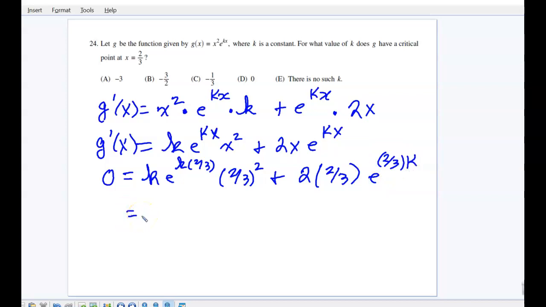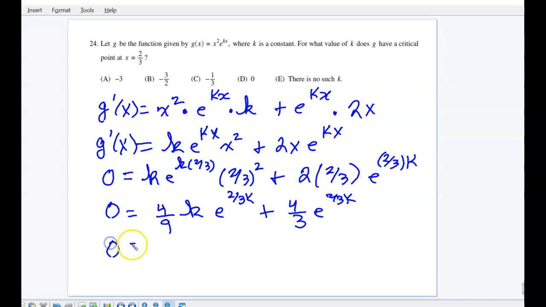So now I can do some simplifying here. First of all, this is going to be 4 over 9, because 2/3 squared is 4 over 9. So this is going to be 4 over 9 times k times e to the 2/3 k, plus this is going to be 4 over 3 e to the 2/3 k. It still equals 0, so now I can factor out an e to the 2/3 k. I'm going to be left with 4 over 9 k plus 4/3.